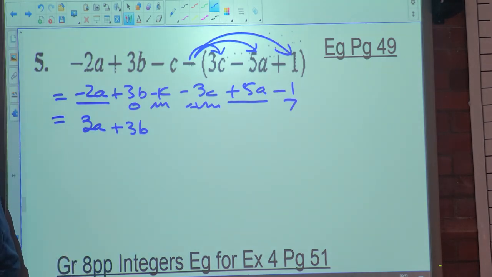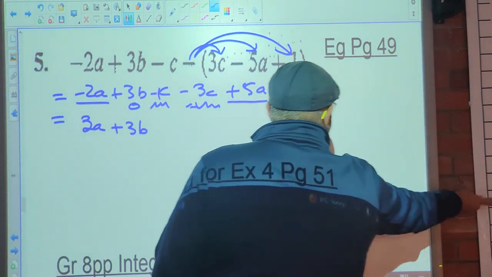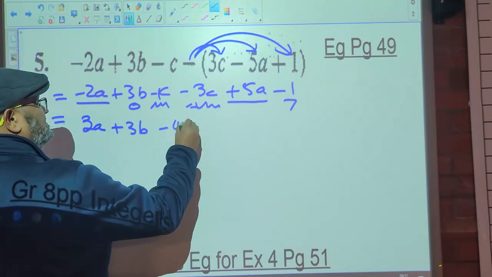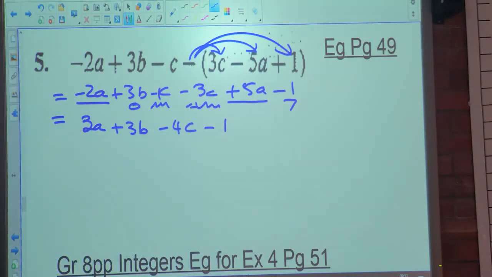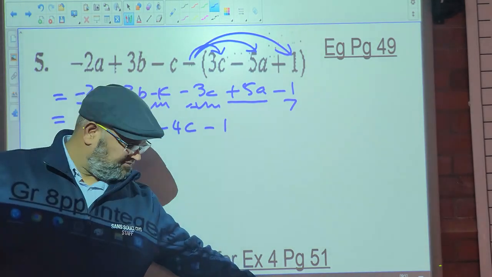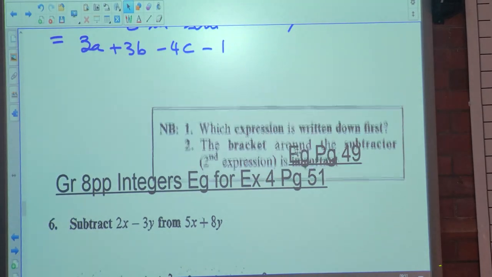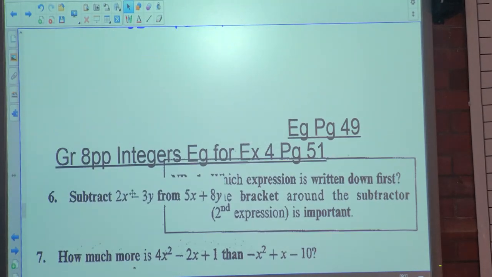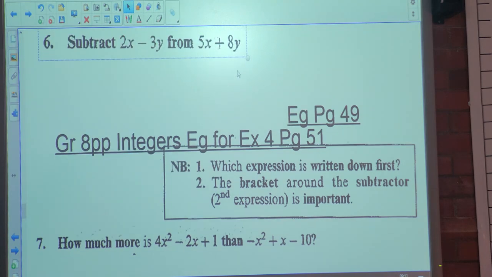What did I say about your head? Don't use your head. Use your number line. So you go negative 1 minus 3, negative 4. Negative 4c, minus 1. Right. Any confusion there? No. Next, it says subtract 2x minus 3y from.